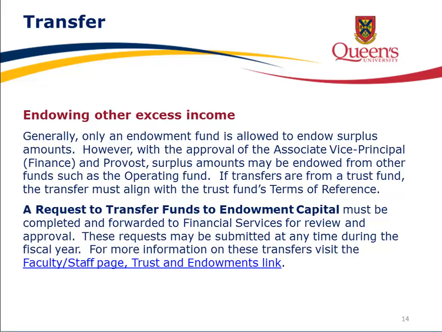Endowing other excess income. Generally, only an endowment fund is allowed to endow surplus amounts. However, with the approval of the Associate Vice Principal Finance and Provost, surplus amounts may be endowed from other funds such as the operating fund. If transfers are from a trust fund, the transfer must align with the trust fund's terms of reference. A request to transfer funds to endowment capital must be completed and forwarded to Financial Services for review and approval. These requests may be submitted at any time during the fiscal year. For more information on these transfers, visit the Faculty Staff page, Trust and Endowments link.